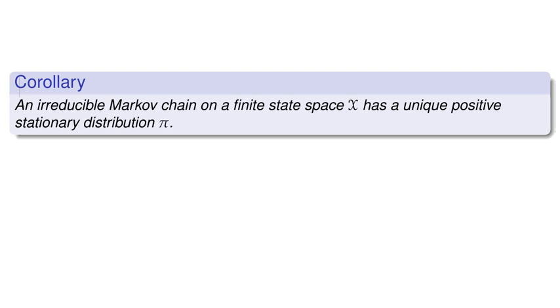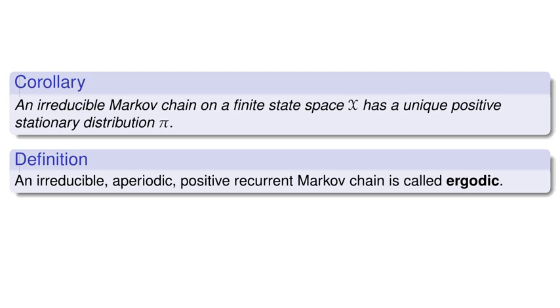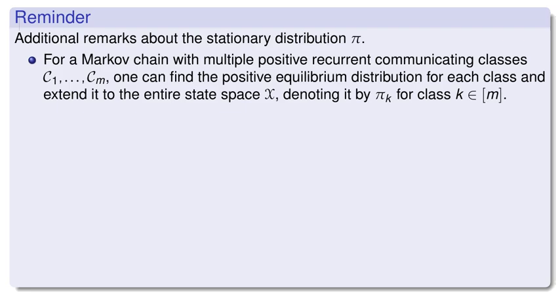As a corollary, an irreducible Markov chain on a finite state space script X always has a unique positive stationary distribution pi. This is because in a finite state space, an irreducible chain must be positive recurrent. Let's introduce a term. An irreducible, aperiodic and positive recurrent Markov chain is called ergodic. Here are some additional remarks concerning the stationary distribution pi.